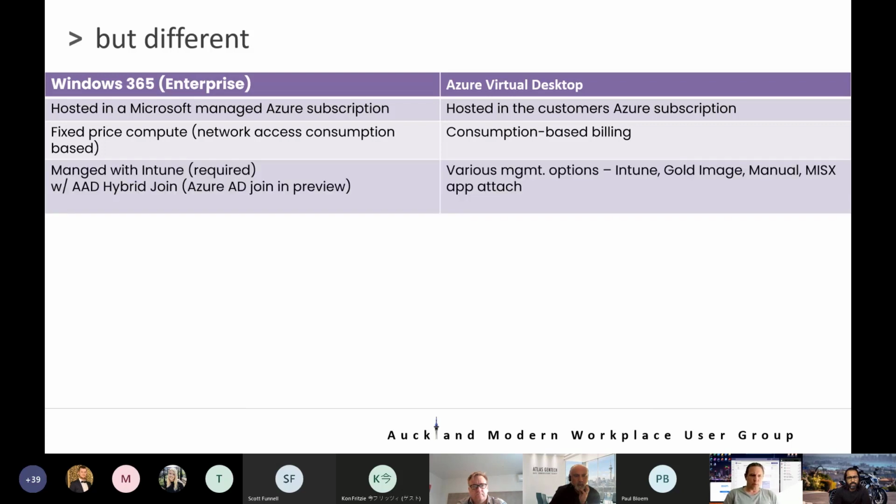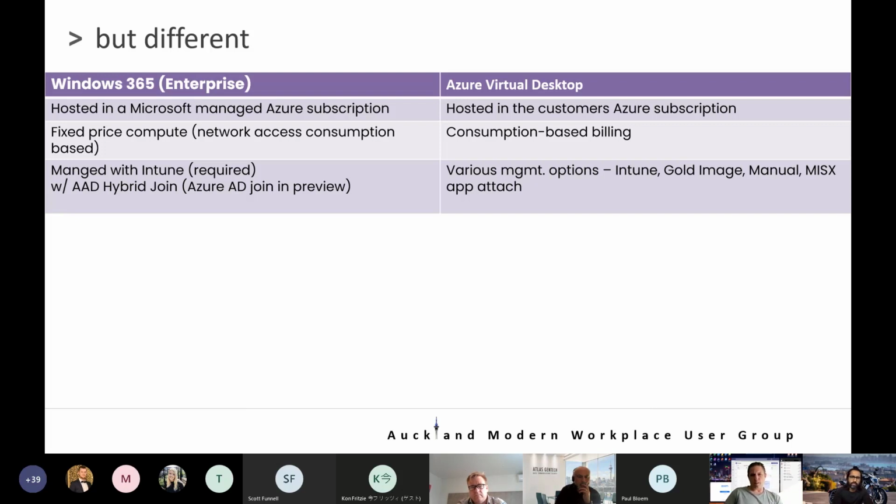Windows 365 Enterprise is managed by Intune, Endpoint Manager, and it's a requirement. So you have to have it. So you have to be licensed for it. So it's an additional cost to be aware of. And right now you have to use AAD hybrid join. So that means basically you have on-prem AD. Azure AD direct join is coming soon. So that's in preview right now, but obviously it's not production ready.